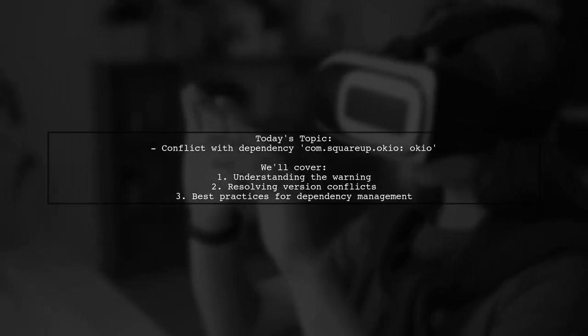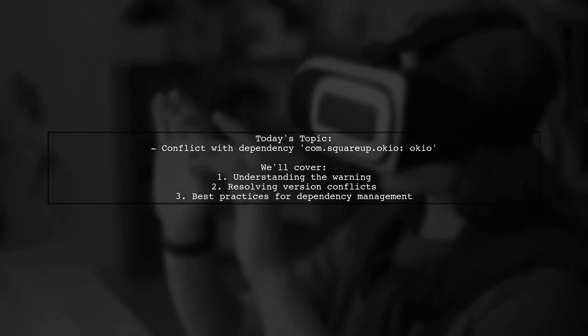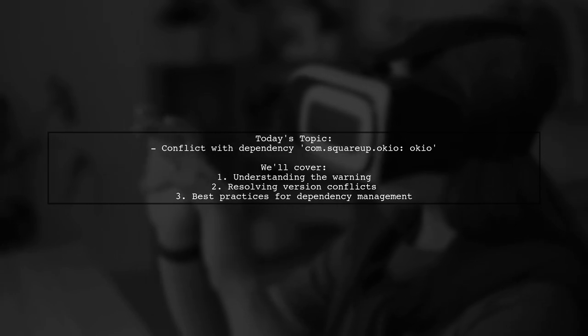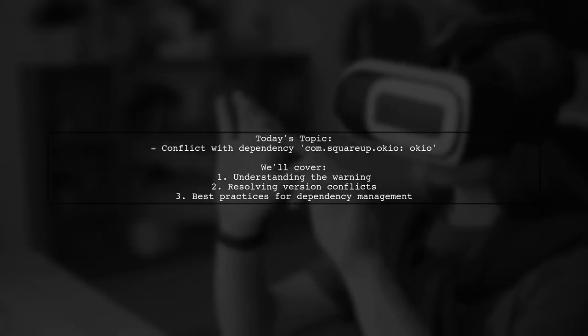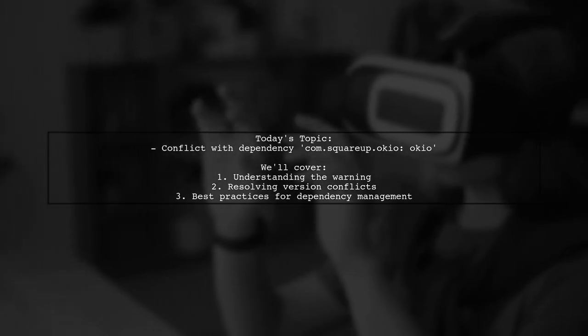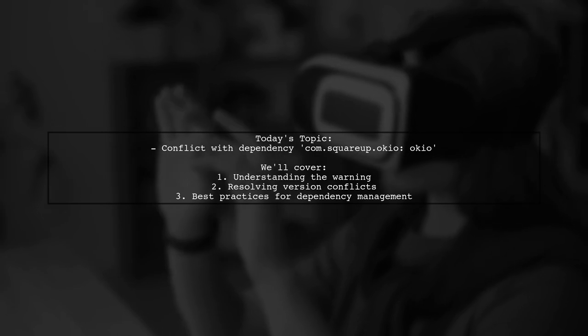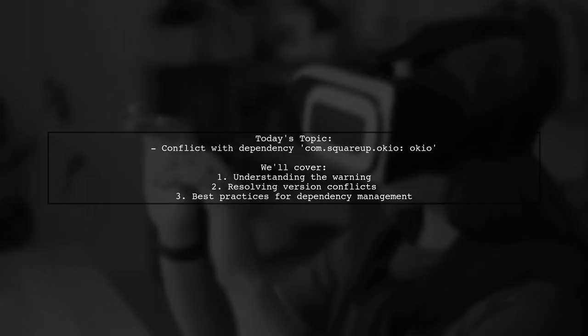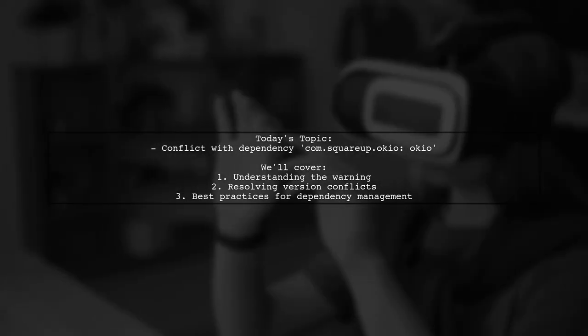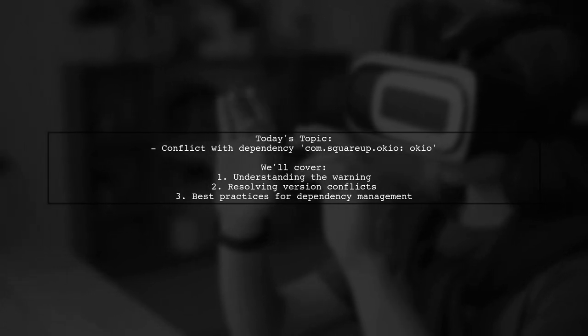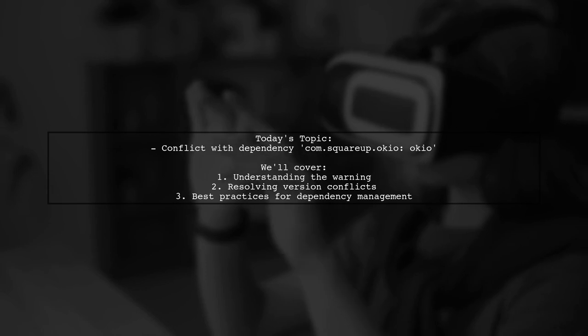Today, we're addressing a common issue that many Android developers encounter. Our viewer is facing a conflict with the dependency com.squareup.okio. This warning pops up while running code in Android Studio, indicating that the resolved versions for the app and the test app differ. Let's break down this warning and explore how to resolve it effectively.